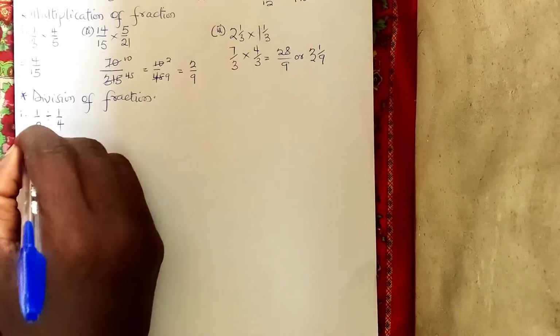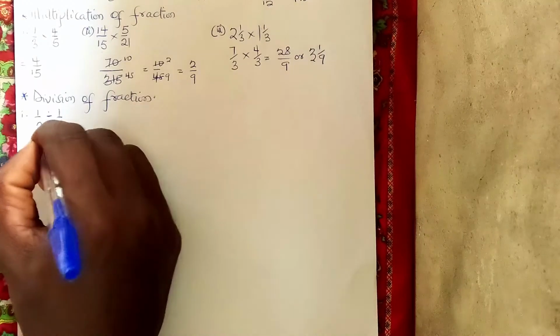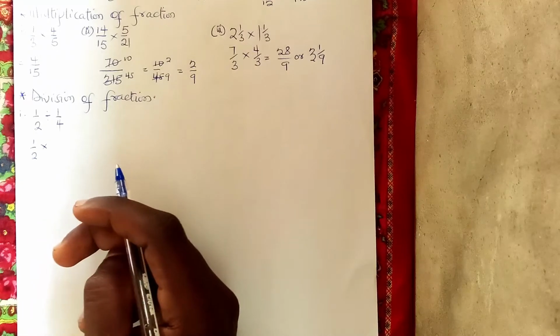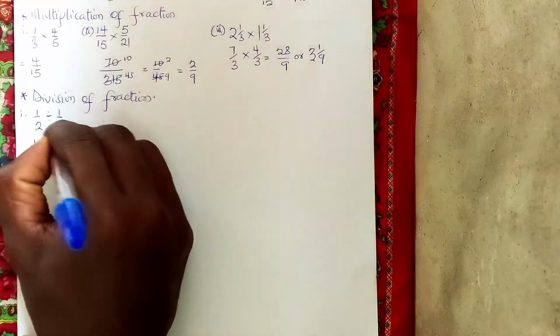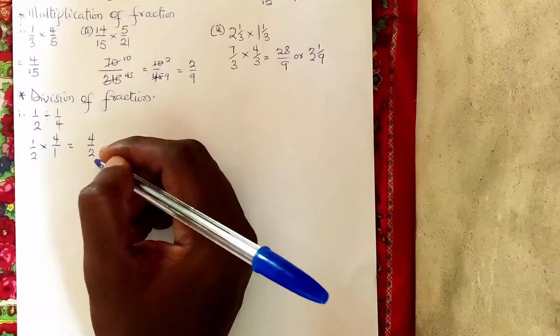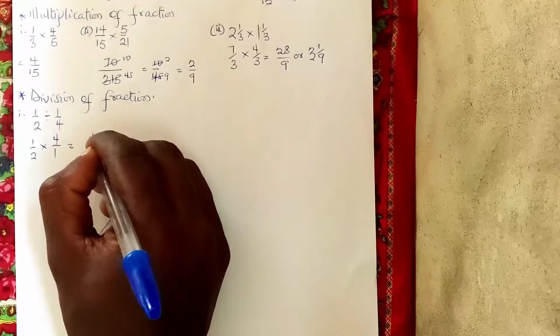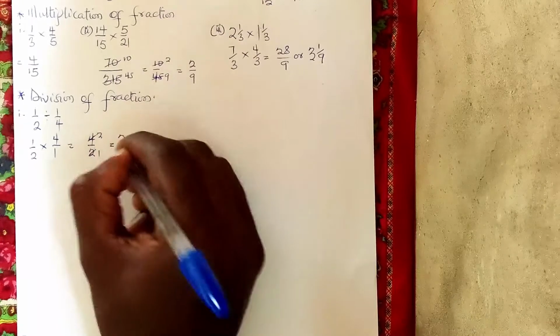So write 1 over 2, that's the fraction on our left, times the fraction on our right. We reciprocate it, thereby taking the 4 to be the numerator and the 1 as the denominator. So we have 4 over 1. With this we multiply. So we have 4 over 2. Leaving the answer in the lowest form, we have a common factor of 2. 2 divides 4 twice and divides 2 once. So our final answer is 2 over 1, which is equal to 2.